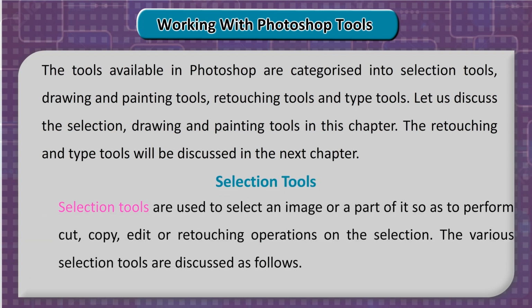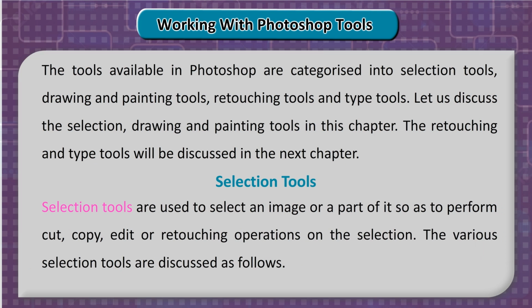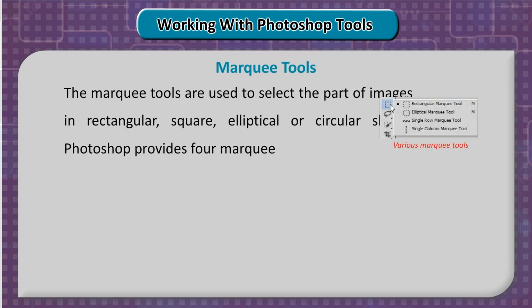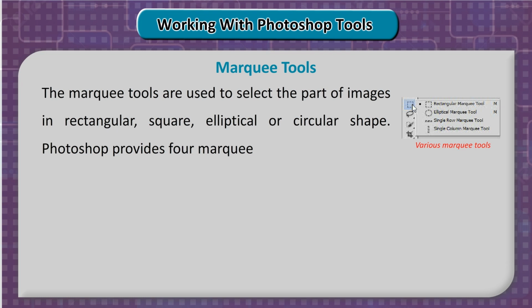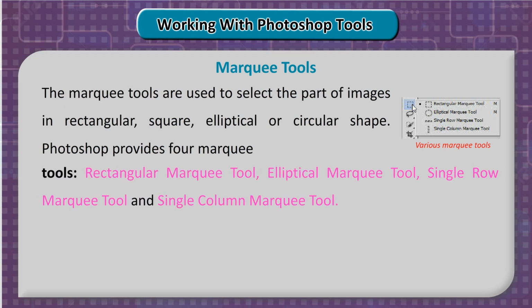Selection tools. Selection tools are used to select an image or a part of it so as to perform cut, copy, edit or retouching operations on the selection. The various selection tools are discussed as follows. Marquee tools. The marquee tools are used to select the part of images in rectangular, square, elliptical or circular shape. Photoshop provides 4 marquee tools: rectangular marquee tool, elliptical marquee tool, single row marquee tool and single column marquee tool.